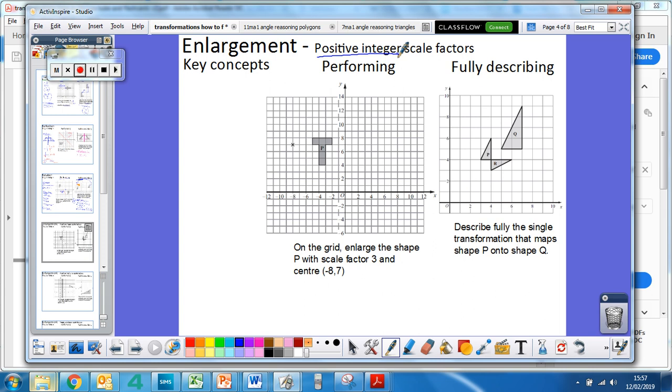Key concepts here with enlargements generally is what stays the same is the shape. What changes is the size and the location. There will be a bigger or smaller version somewhere else on the page. The other thing that does stay the same when you do this though is the orientation.